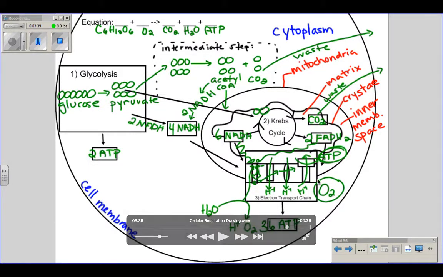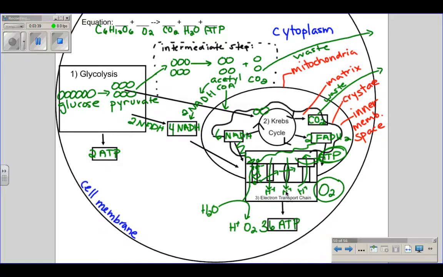Now we have some other products that we're left over with. So we have some electrons, we have some hydrogen ions. We want to do something with these things. We don't want to just leave them there, because eventually they'll build up and build up and build up and cause problems. So we don't want them to just hang out and do nothing.